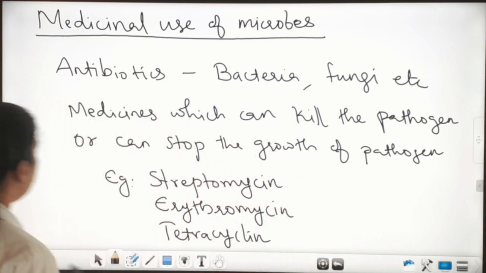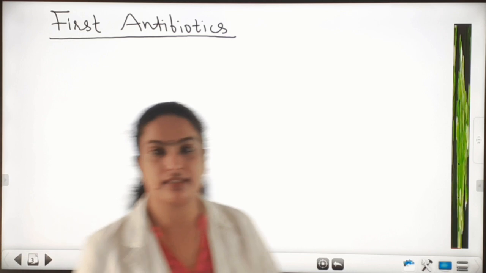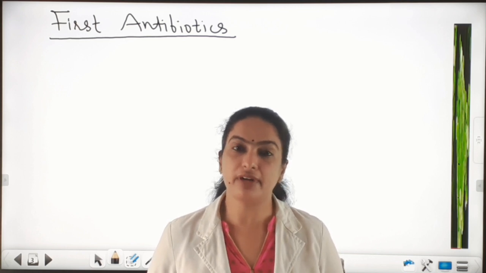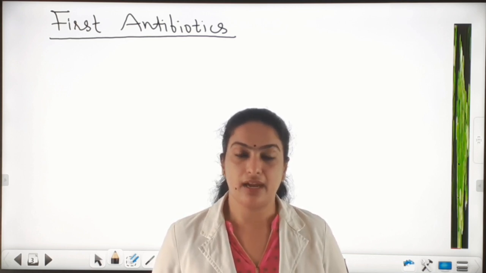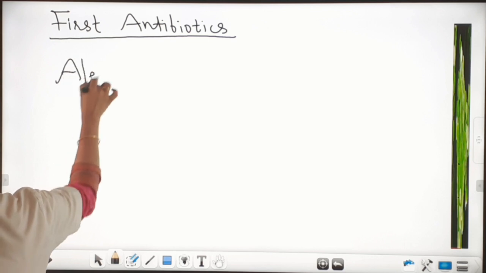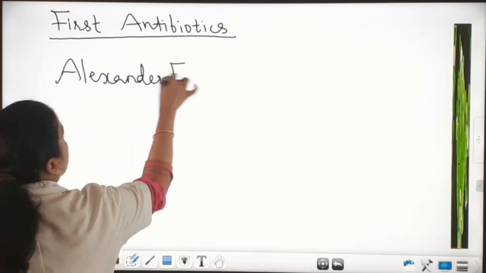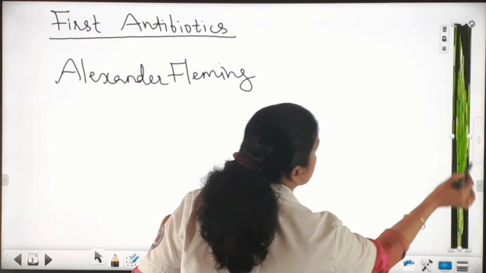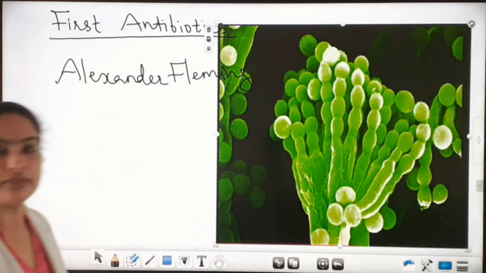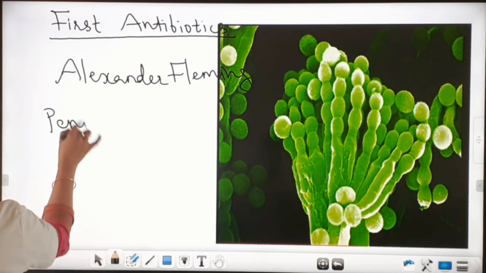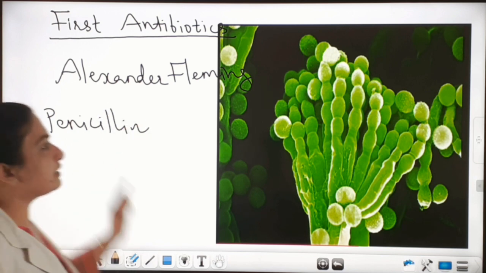Next we can see the first antibiotic. The first antibiotic was prepared by Alexander Fleming from the fungus Penicillium notatum, and the name of the first antibiotic is penicillin. This is the Penicillium notatum and that antibiotic is called penicillin. So this is the first antibiotic prepared by Alexander Fleming.